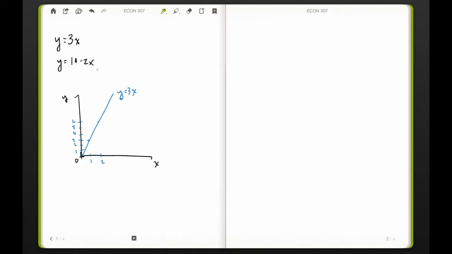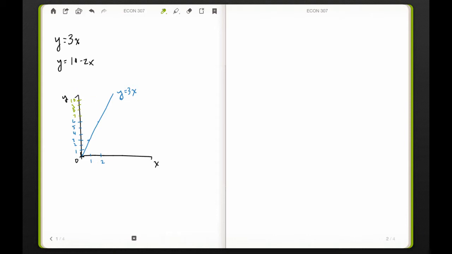So what I like to do when I see a downward sloping curve, and I know it's downward sloping because the slope is negative, I like to find the two intercepts. I like to find the vertical intercept and the horizontal intercept. So I know immediately that the vertical intercept is 10. Right, so here's 7, 8, 9, 10. So I know that that's at least 1 point.